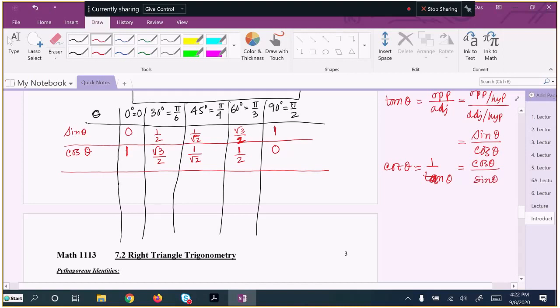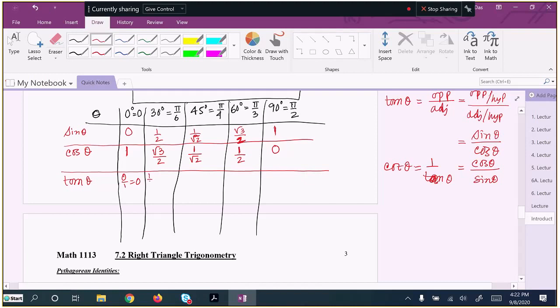These are called quotient identities. We'll talk about them in a minute. But why is this going to help us? Well, think about tangent theta. Tangent theta is the ratio of sine over cosine. So 0 over 1, that is clearly 0.